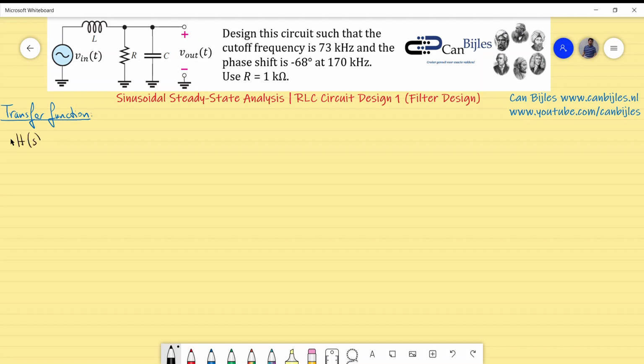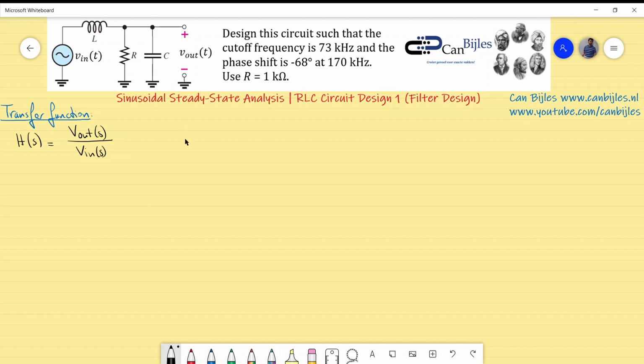H of s, just a name for the transfer function, will be V out, the output voltage, divided by V in, all in the Laplace domain, as you can see. V out divided by V in means the following, using the voltage divider rule, as we did also in the previous design examples of the RLC, RL and RC circuits. You look at your output voltage nodes, and what kind of impedance you are seeing, that's what you have in the numerator, divided by the complete impedance seen by the input voltage.